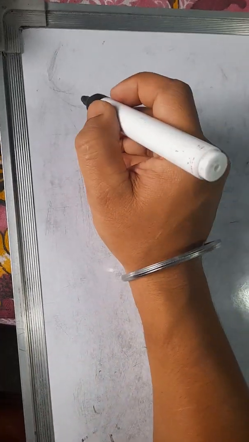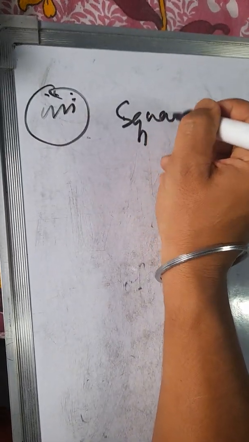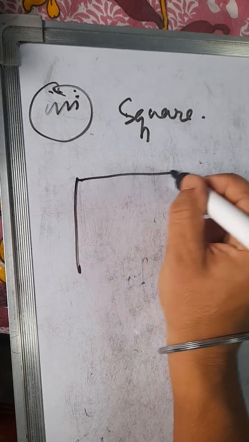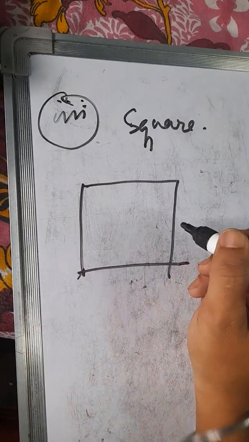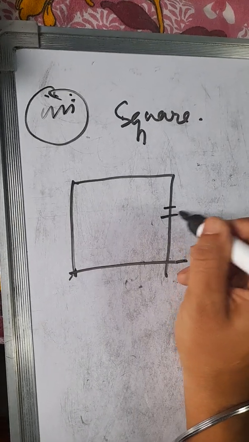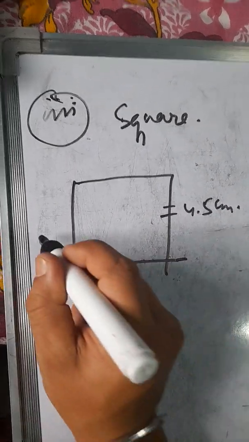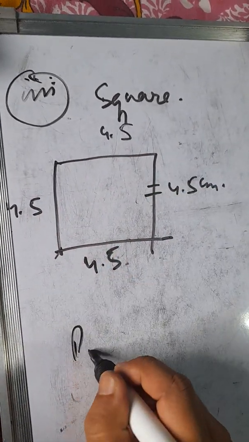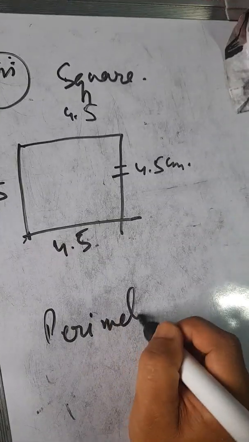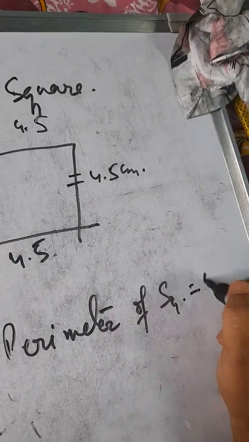Similarly, we'll do the next question, which is based on the square. In a square, we know that all sides are equal. One side is given here as 4.5 centimeters. So we come to know that all the sides are 4.5 centimeters. The perimeter formula is: perimeter of a square will be 4a.